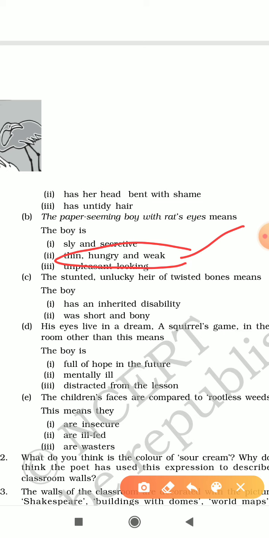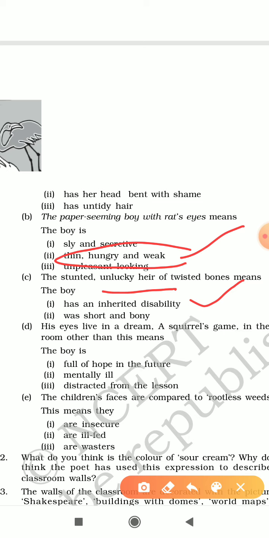The third one, the stunted unlucky heir of twisted bones, means the boy has an inherited disability, was short and bony. No doubt he was short, having twisted bones, but the correct answer will be has an inherited disability, because he was unlucky here. It means he was a successor, he had inherited disabilities from his forefathers. So the right answer will be has an inherited disability.